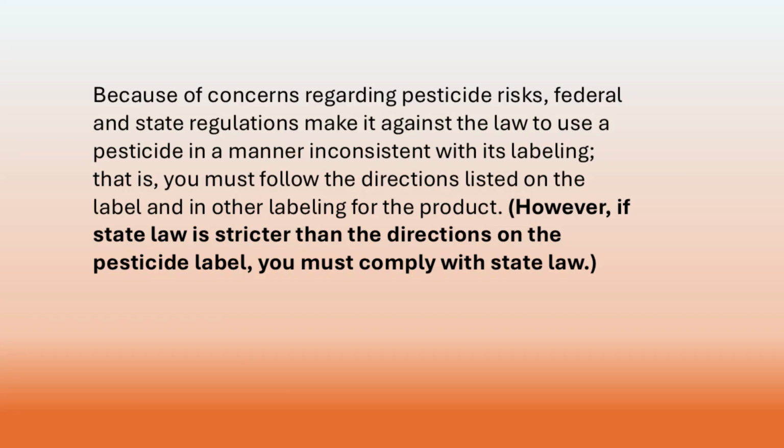Because of concerns regarding pesticide risk, federal and state regulations make it against the law to use a pesticide in a manner inconsistent with its labeling. That is, you must follow the directions listed on the label and in other labeling for the product. However, if state law is stricter than the directions on the pesticide label, you must comply with state law.